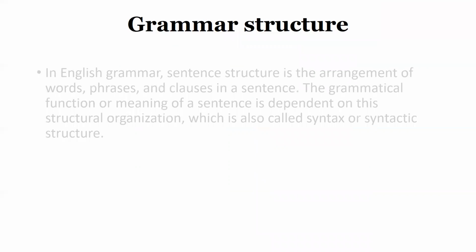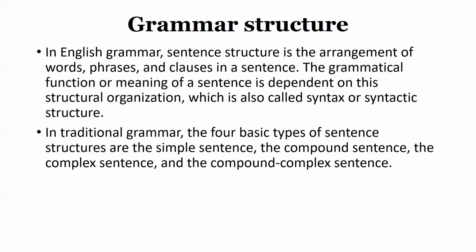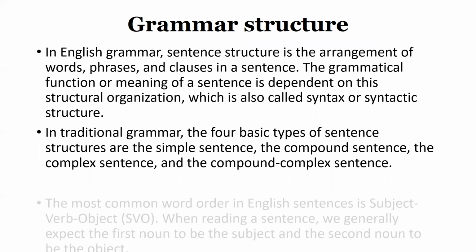Now, the grammar structure. In English, grammar sentence structure is the arrangement of words, phrases, and clauses in a sentence. The grammatical function or meaning of a sentence is dependent on this structural organization, which is also called syntax or syntactic structure. In traditional grammar, the four basic types of sentence structures are the simple sentence, the compound sentence, the complex sentence, and the compound-complex sentence.